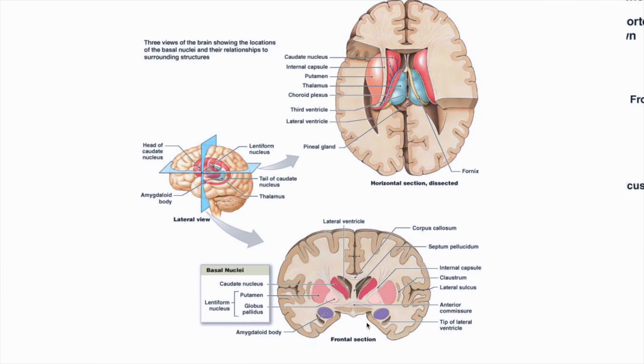This figure shows the basal nuclei down in here. The basal nuclei, sometimes called the basal ganglia, adjust and refine ongoing voluntary movements.